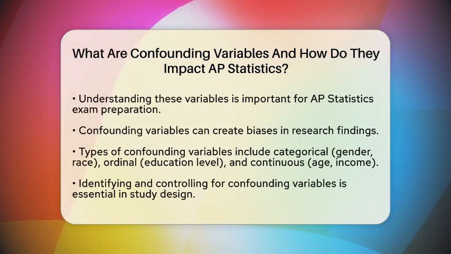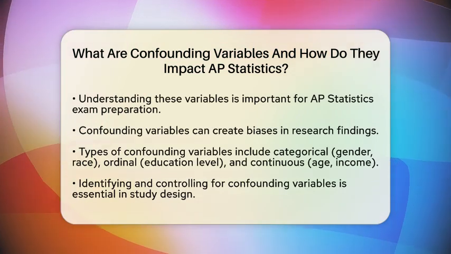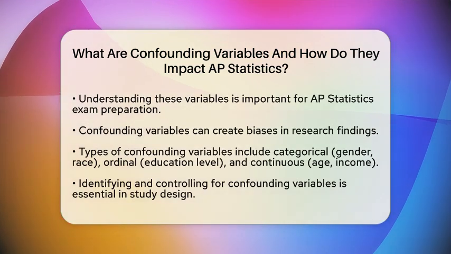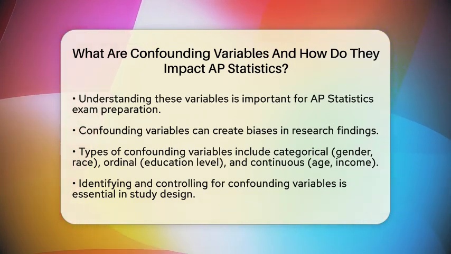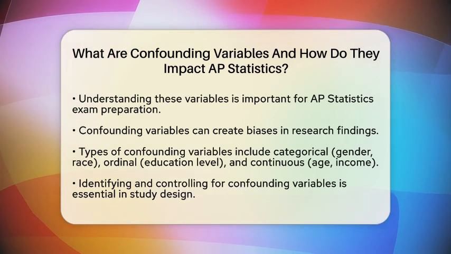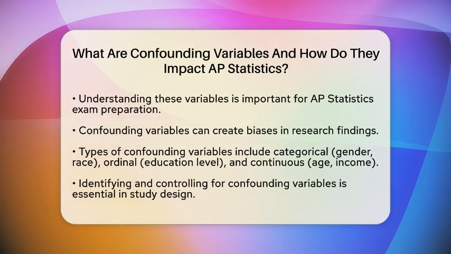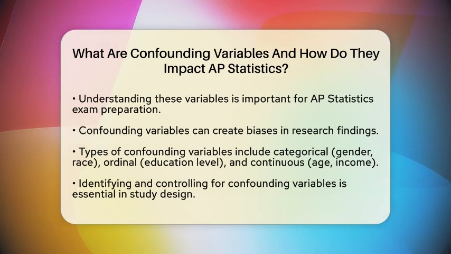If not controlled, these variables can create biases in research findings. This includes issues like omitted variable bias, where important factors are left out, or placebo effects, where participants believe they are experiencing an effect when they are not. Confounding variables can be categorized in different ways. They can be categorical, like gender or race, ordinal, like education level, or continuous, like age or income. Depending on the study, these factors can significantly impact the results.